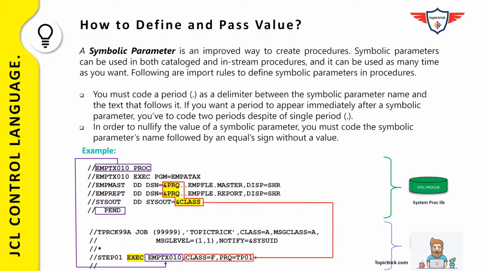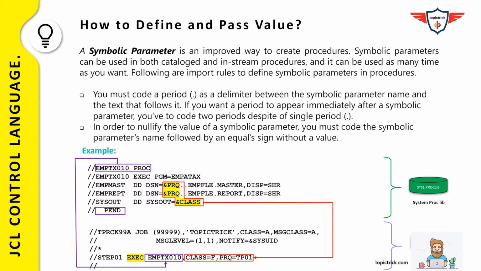I've passed the value of CLASS as F, and the value of the PRQ symbolic parameter is TP01. If you look at the previous slides, there I've used the hard-coded value TP01, but in this case I'm passing the same value with the help of a symbolic parameter. You might be thinking, why am I not using an ampersand when I'm passing the value to these symbolic parameters? Whenever you define or use symbolic parameters in your procedures, you're required to specify an ampersand. But when you pass a value to these symbolic parameters from your JCL, you are not required to use an ampersand. So you have to follow the same practice I've just showcased in this example.